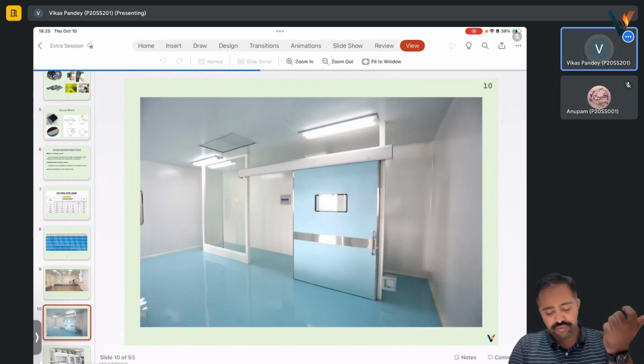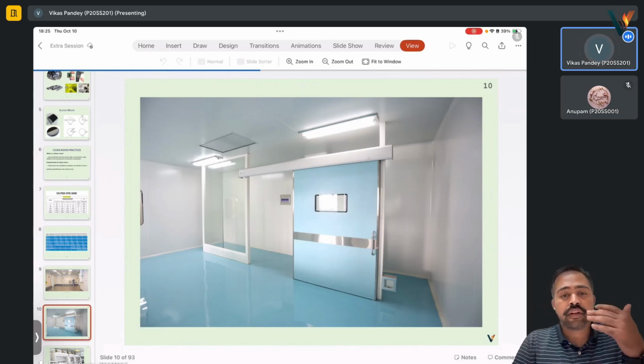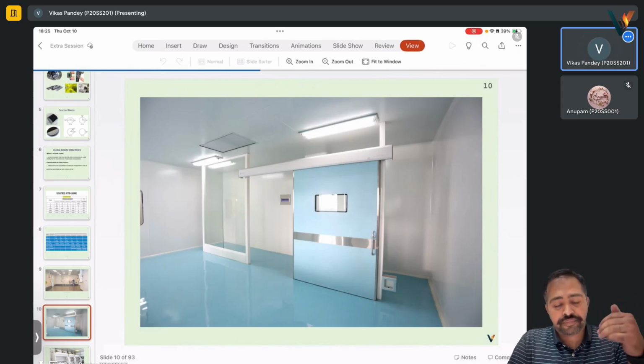Or if you see some other, this is the entry of a clean room in which, before entering, air is blown over the person to clean any dust particles they might be carrying, to further improve and maintain the quality of the clean room.